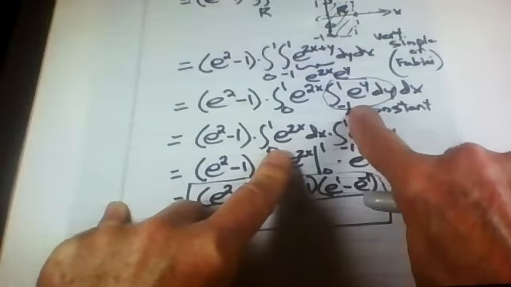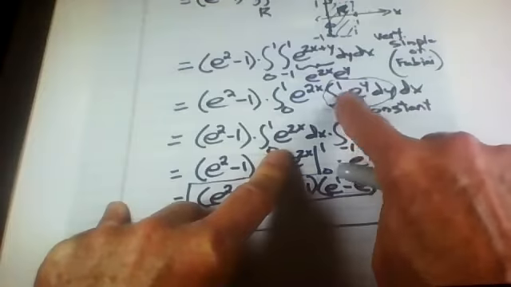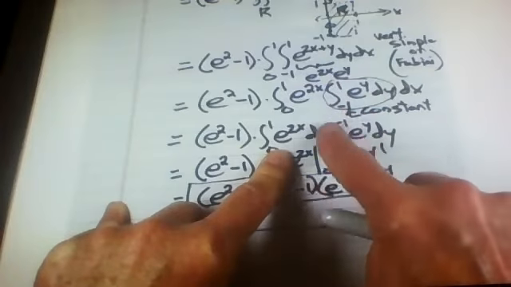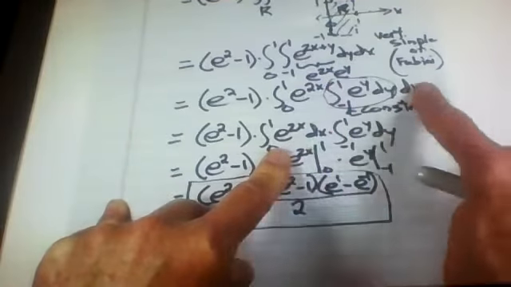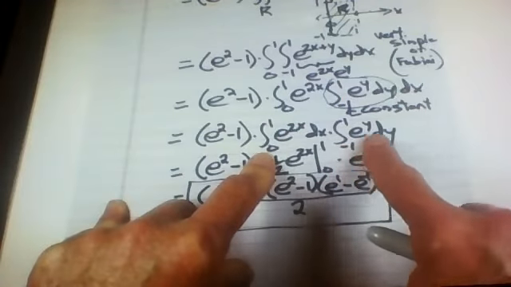If these depend on x, then this is a function of x. You can't pull it out of this integral. But because this is evaluated at constants, this is a constant. You can pull it out of this integral and write this as the integral from 0 to 1 of e to the 2x dx, times the integral from -1 to 1 of e to the y dy.